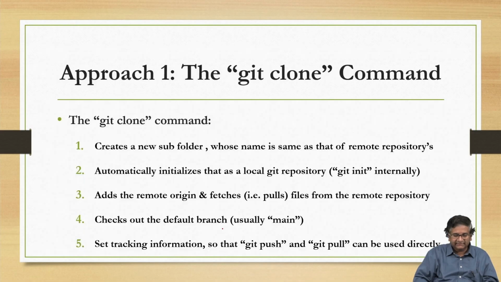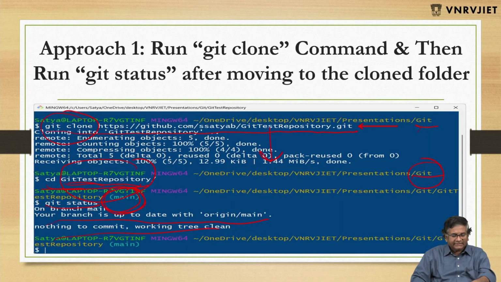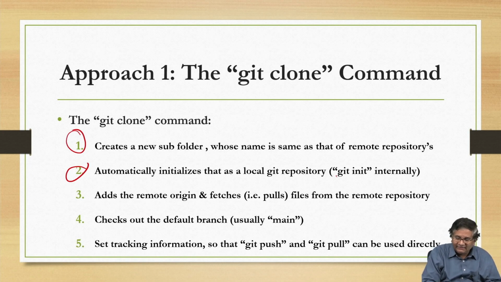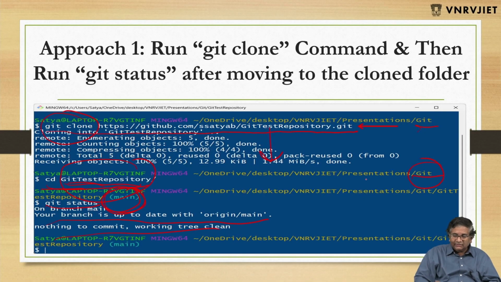That's what it says. Now, what does git clone command do? So git clone command, the first thing that it does is creates a new subfolder. In our case, git test repository, whose name is same as that of the remote repository. So whatever name it will create the same name, right? And second thing it does is automatically initializes that as a local git repository. That means internally it will call git init. So that is the reason we have seen this main here.